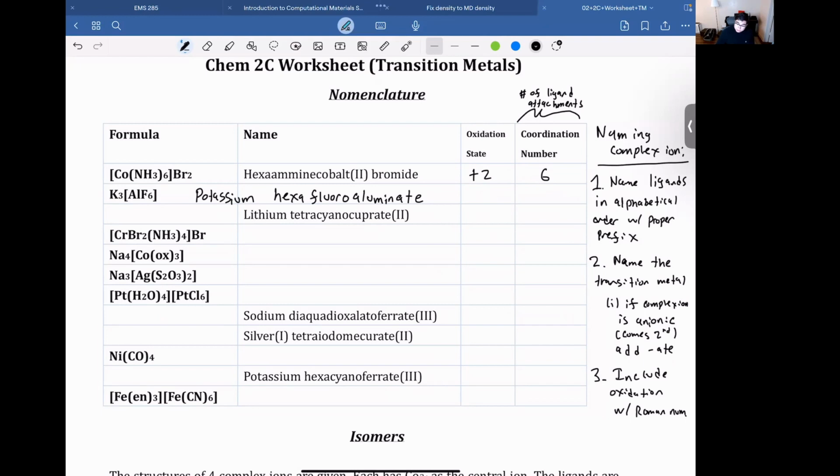And then we can go to the oxidation state. The oxidation state, and we'll get the Roman numeral here too. Each potassium is a +1. There's 3. There's a -6 from the fluorines. Aluminum has to be a +3 to balance this out. The coordination number here is 6. We have 6 ligand attachments.